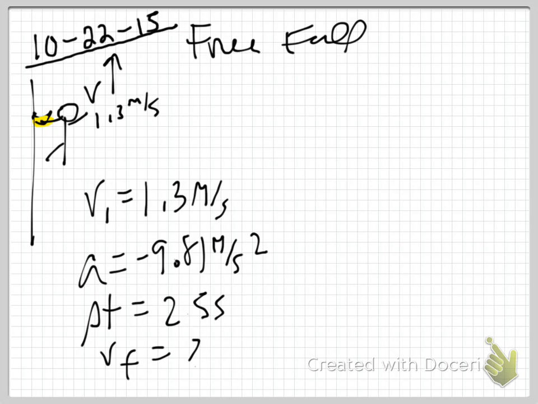If you can pick the correct equation, that gets you another point. If you can rearrange it correctly, that typically gives you another point. So for this, we're connecting VI, A, delta T, and VF. Easiest bet is VF equals VI plus A delta T. And that's the one that always makes intuitive sense to me.